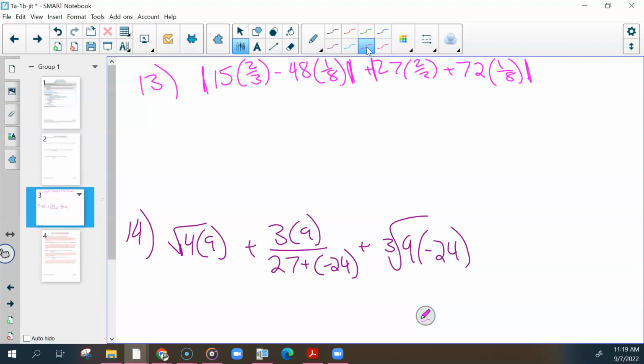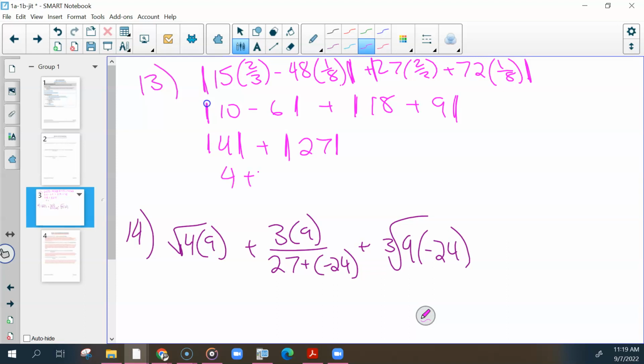However you multiply this, in the calculator or by hand, either or. So this would give you 10 minus 6 plus 18 plus 9. 10 minus 6 would give you 4. 18 plus 9 would give you 7. Leave those in absolute value bars until you get here. Once you realize that you don't have to change them, then you can drop them, and you should have gotten 31. So all of you that got that, you can pat yourself on the back.